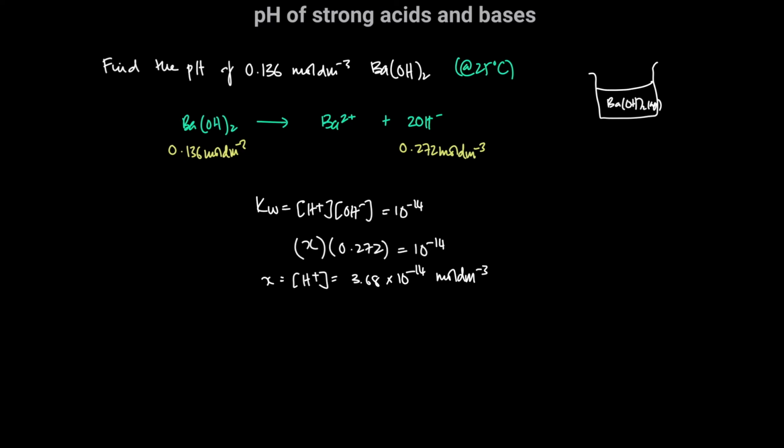So then we can say that the pH is equal to the minus log of the concentration of H plus ions. So that is the minus log of 3.68 into 10 to the power of negative 14, and the pH comes out to 13.4.